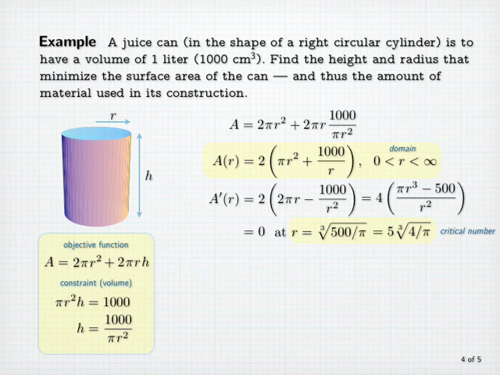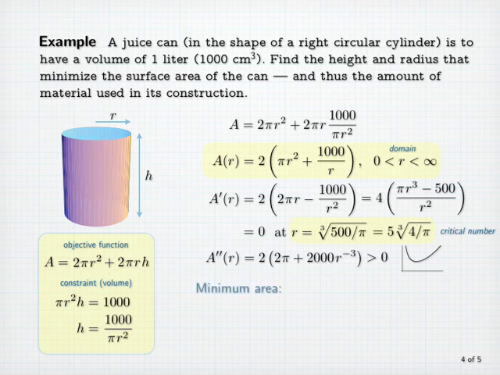Since that domain is an unbounded open interval, let's look at the second derivative, A double prime of r. That will be 2 times 2 pi plus 2,000 times r to the minus 3 power, which is clearly positive for all positive r. So we conclude that the graph of A is always concave up, and so A must attain its minimum value at the critical number. The minimum area is the value of A at 5 times the cube root of 4 over pi, which turns out to be 300 times the cube root of 2 pi, which is approximately equal to 554 square centimeters.